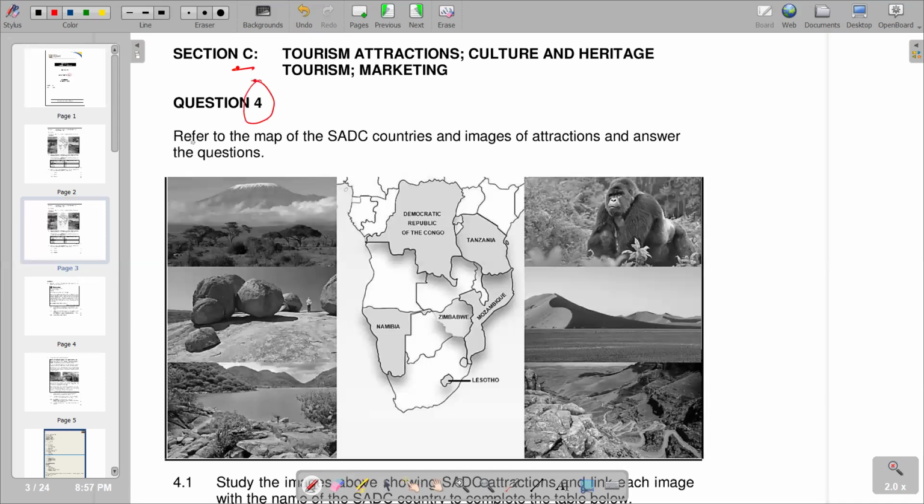Our question reads: refer to the map of the SADC countries and images of attractions and answer the question. So you're given a map here, with Zimbabwe, Mozambique, Lesotho, Namibia. And then you have pictures of various tourist attractions, and we are going to respond to that.